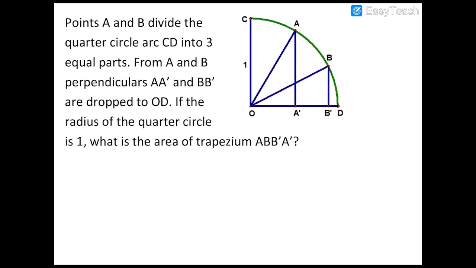This question says points A and B divide the quarter circle arc CD into 3 equal parts. From A and B, perpendiculars AA prime and BB prime are dropped to OD. If the radius of the quarter circle is 1, what is the area of trapezium ABB prime A prime? So what we're looking for here is the area of this trapezium.